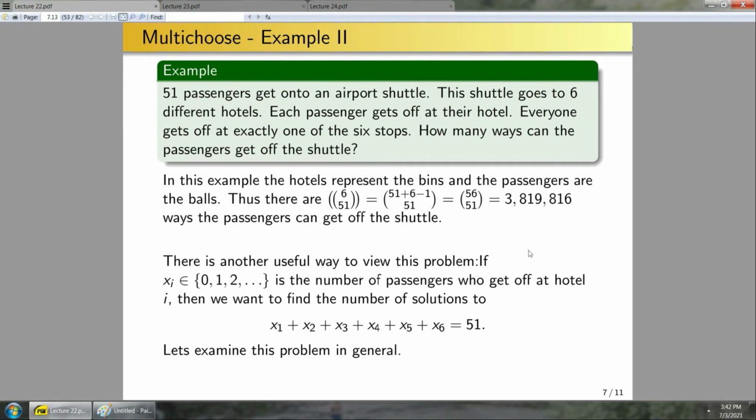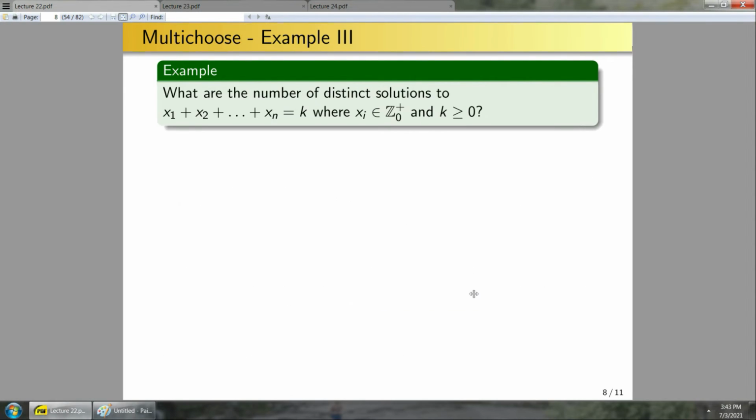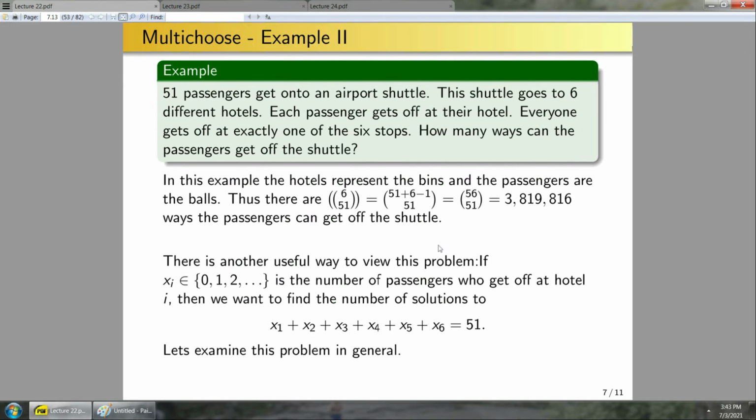So let's examine this problem in general to talk about how I would try to solve problems like this by giving another example. What is the number of distinct solutions to this linear equation here, where each x_i is a non-negative integer and k is greater than or equal to 0? I have this extra restriction on k simply so that I can have at least one solution. How would I possibly go about trying to tackle this problem? If I look at the previous example, the hotel problem can be formulated in 2 ways. One way was finding the number of solutions to this equation here, and the other way was simply doing this multi-choose.